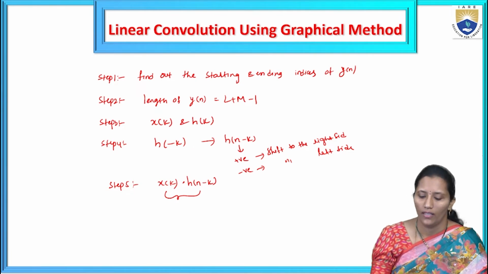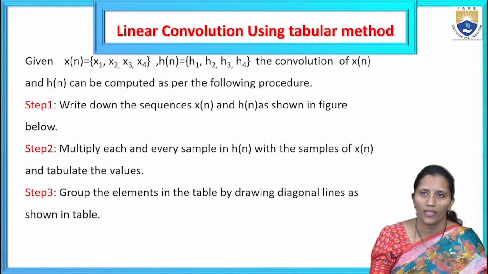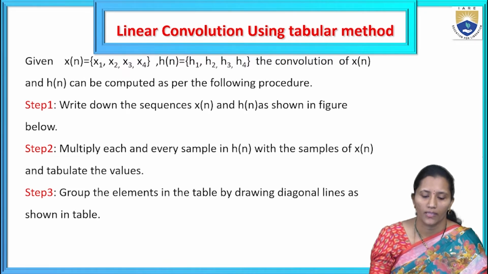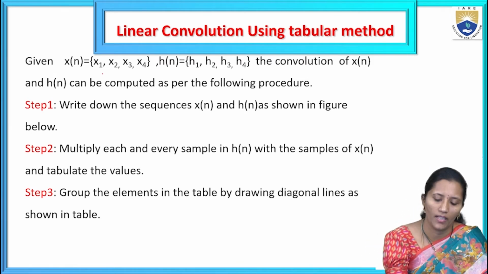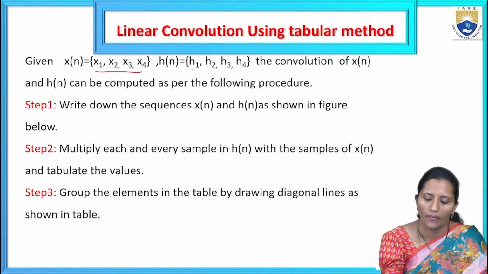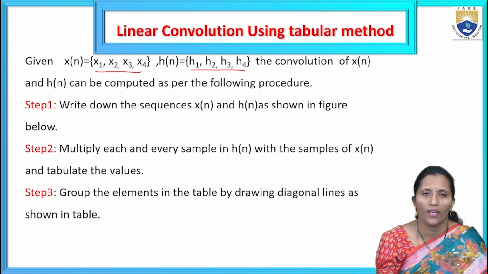This is a very basic operation to find the response of any LTI system. So another method for linear convolution is the tabular method. This is a very easy method to find the linear convolution. Here, for example, I am taking the x of n sequence as x1, x2, x3, x4 and h of n as h1, h2, h3, h4. The convolution of x of n and h of n can be computed as per the following procedure.